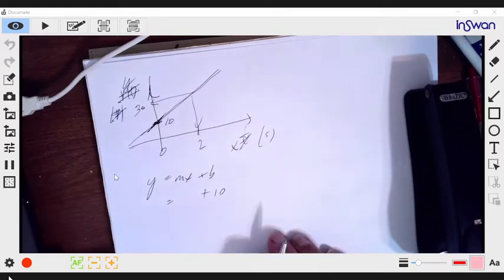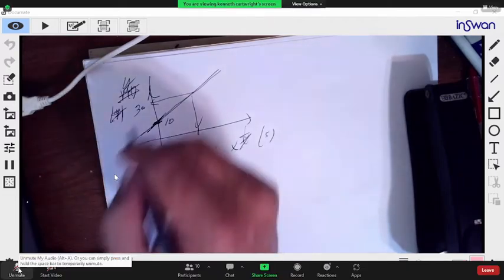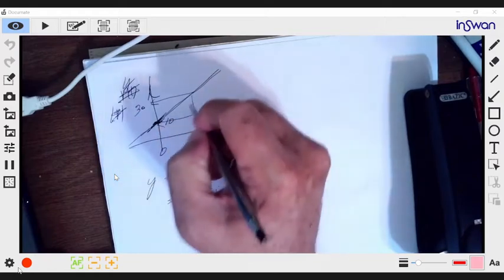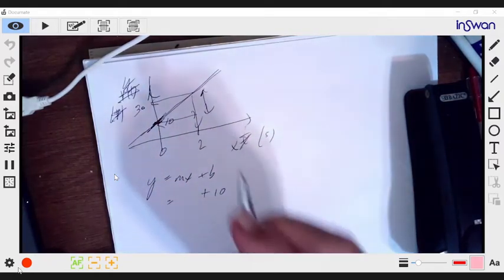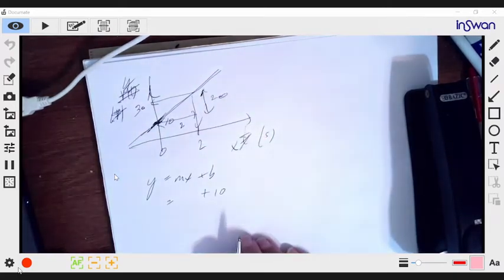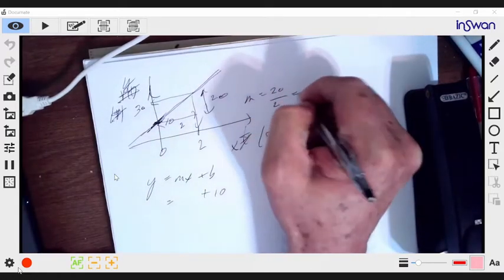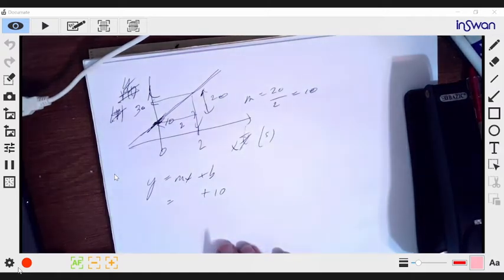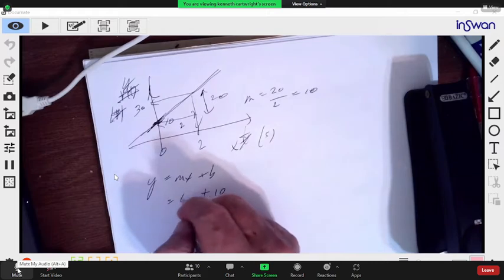We don't know how to find the slope of a straight line. Rise over run. Here's the run, here's the rise. What's the rise? The rise is 20. What's the run? 2. So what's the slope? 20 over 2, 10. The slope is 10.